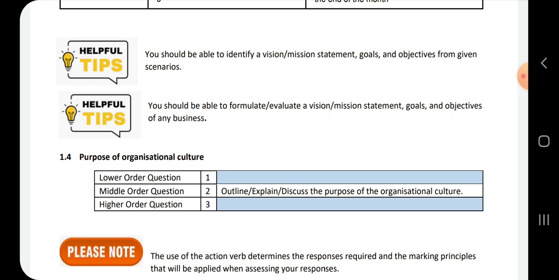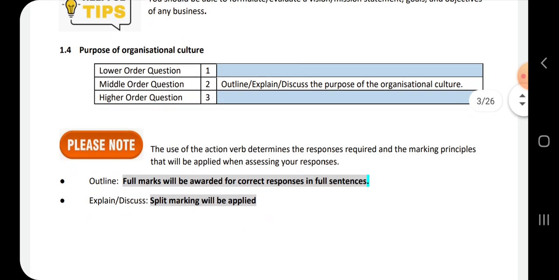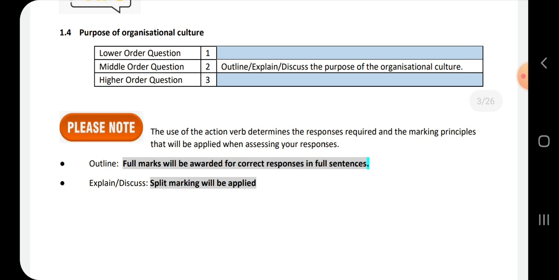Helpful tips: you should be able to identify a vision or a mission statement, a goal and an objective from given scenarios. So still on the middle order question, what is the purpose of organizational culture? You can be asked, what is the purpose of organizational culture? Outline, explain or discuss. That is how the question will be phrased. They say outline, or they can say explain or discuss the purpose of organizational culture.